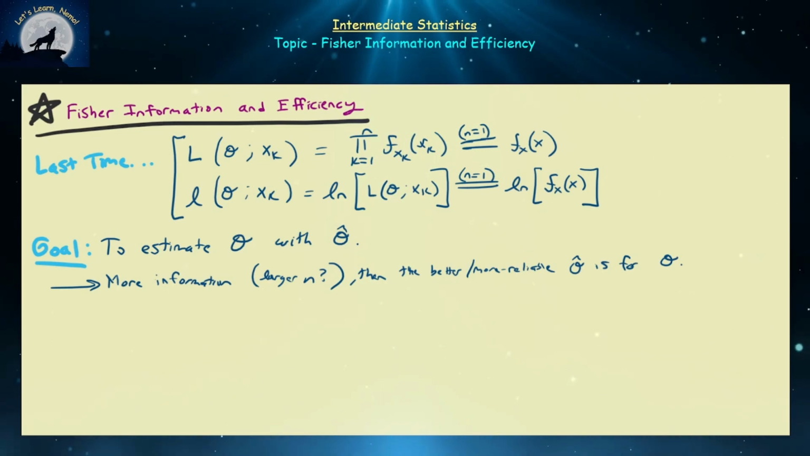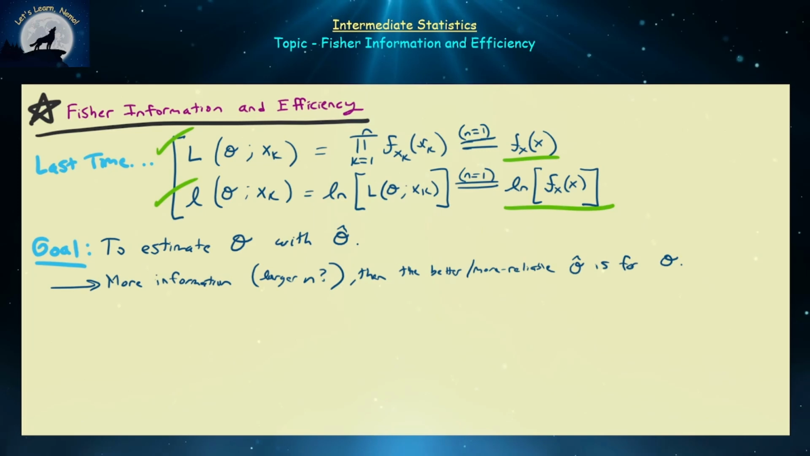So last time we discussed two important functions. The first is the likelihood function, defined as the product from k equal to 1 to n of the associated probability density functions, which obviously simplifies to just the density function for n equal to 1. And then the log likelihood function, which is just defined to be equal to the natural log of the likelihood function, and for n equal to 1, that's just equal to the natural log of the probability density function.